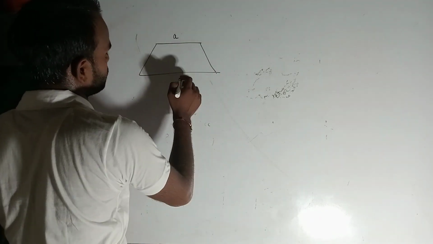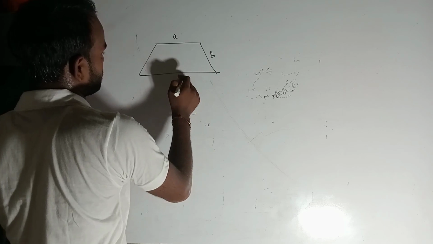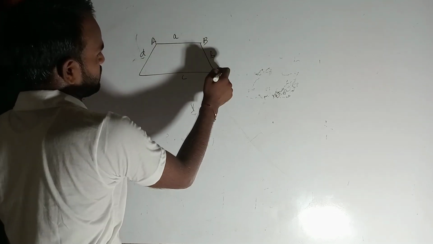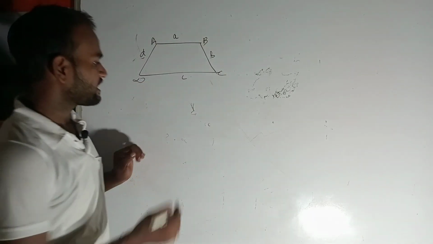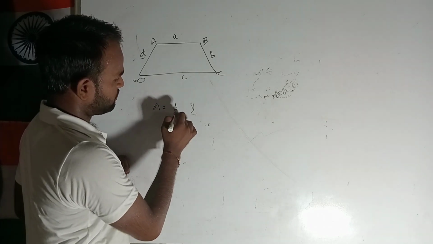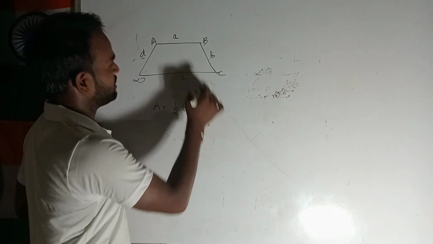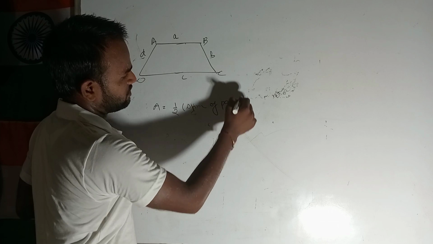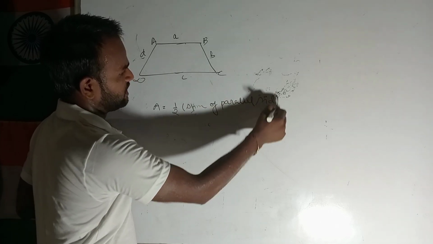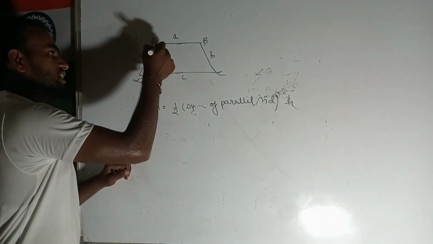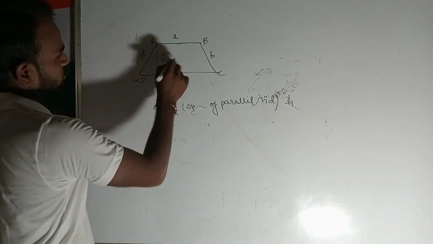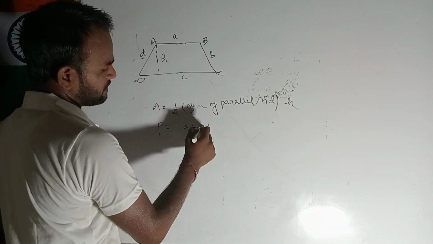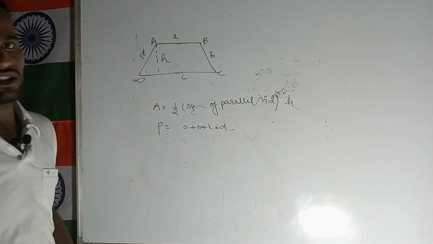Let's suppose the sides are A, B, C, D. This is your trapezium. What is the area of a trapezium? Area equals half the sum of the parallel sides, meaning this side is parallel to this, sum of the parallel sides into height. Let's draw the height. So what is the perimeter? P will be the sum of all sides, A plus B plus C plus D. This will be the perimeter of the trapezium.